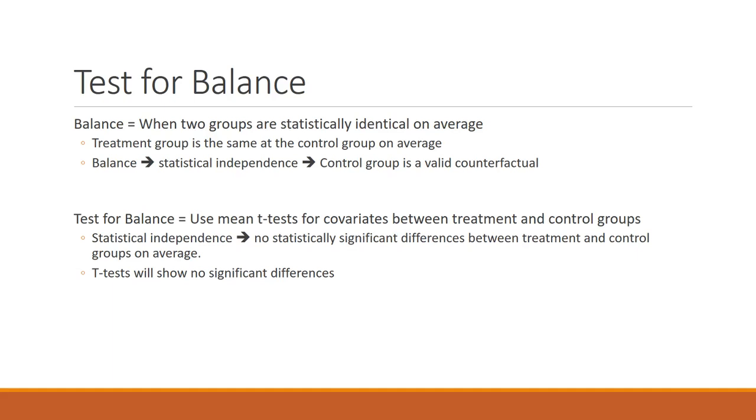What's a test for balance? We use mean t-tests for covariates, and we test to see whether or not variables are the same for the treatment group and the control group. We know that we have statistical independence if there are no statistically significant differences between our treatment group and our control group on average. And we use the t-test to show whether or not we have significant differences.